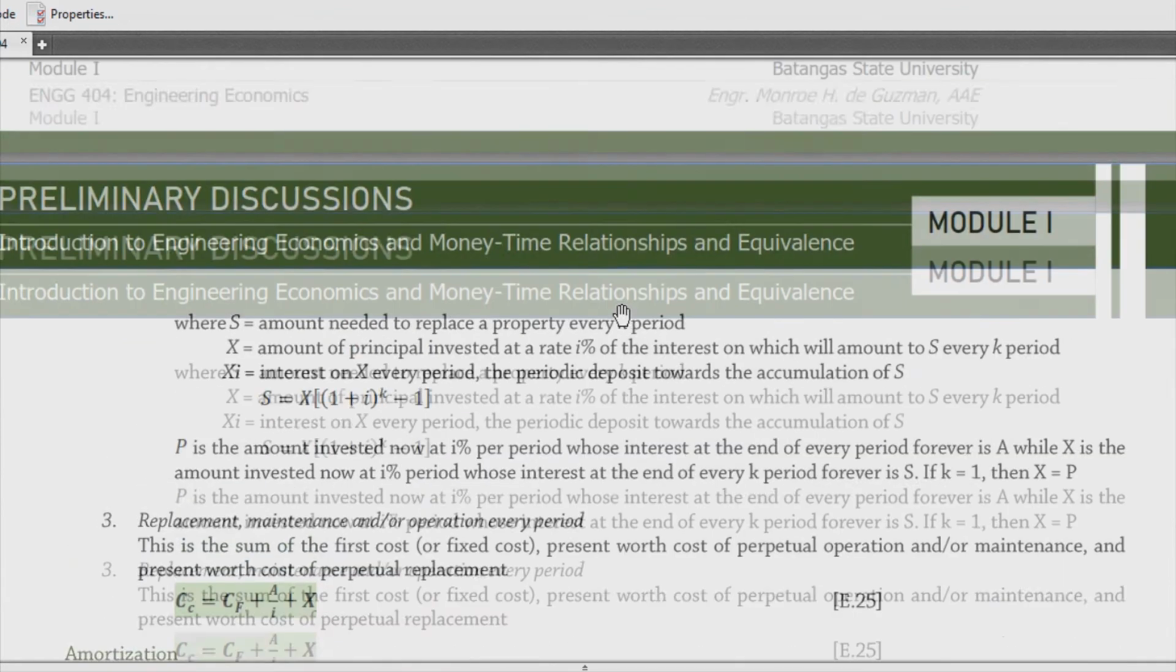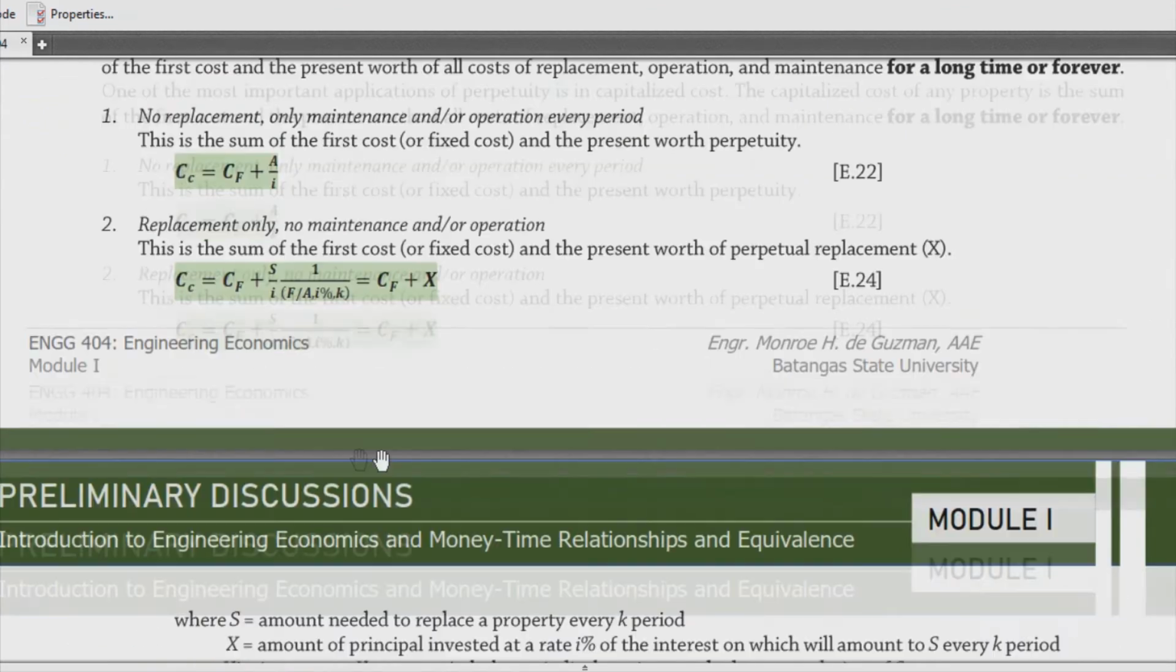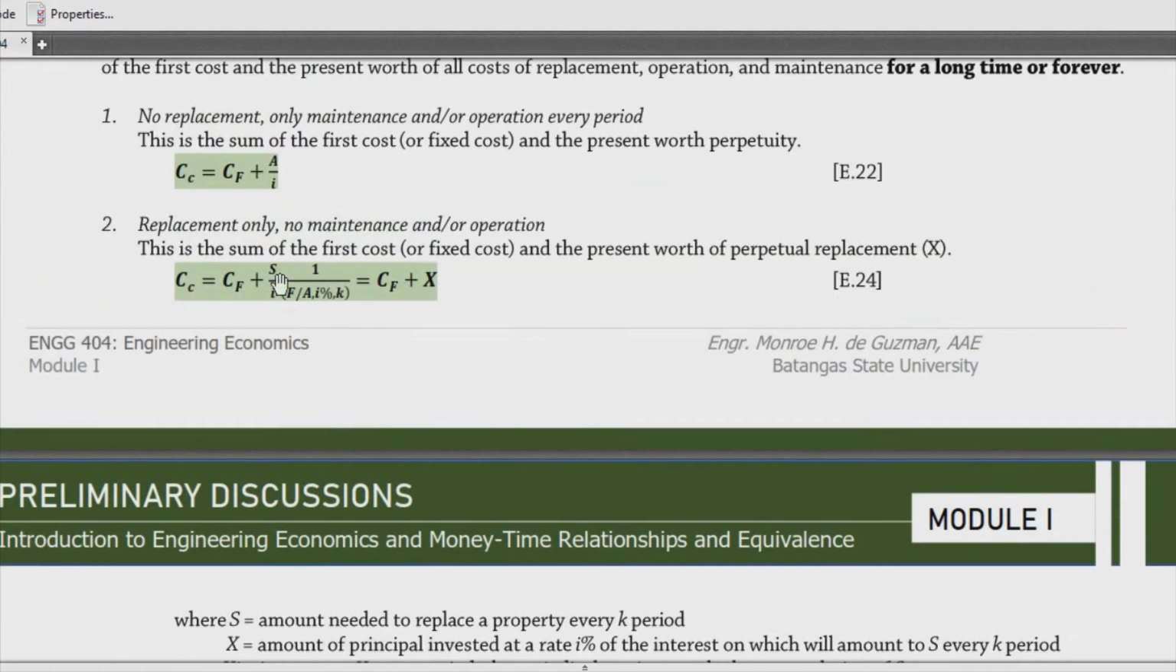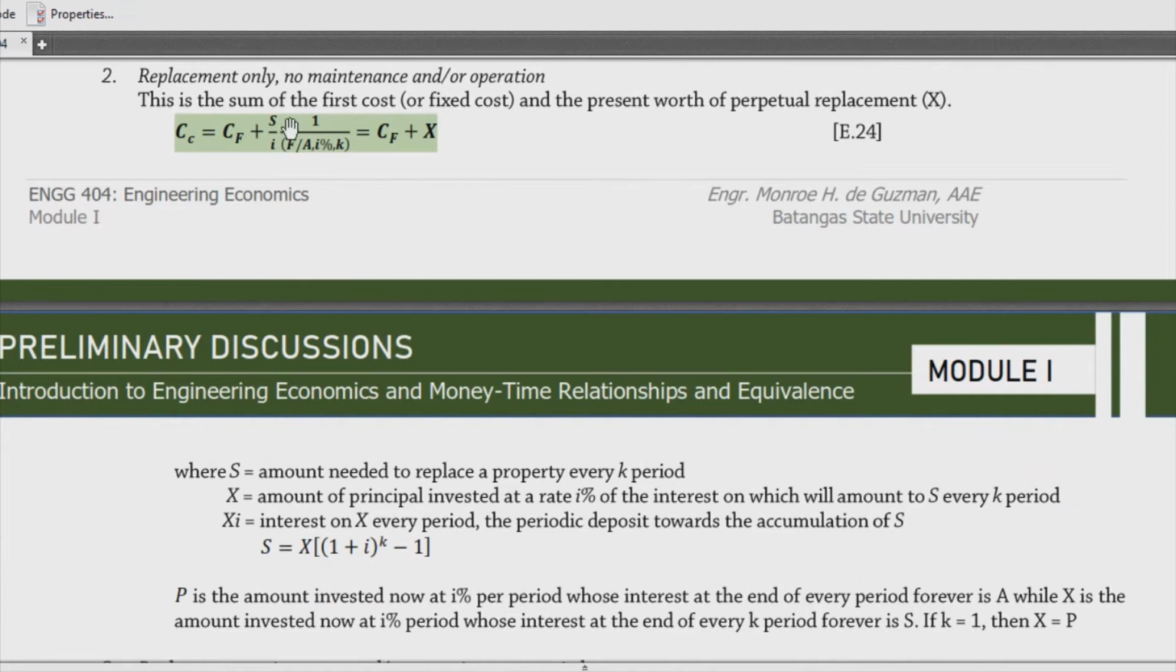Now, ito yung description ng bawat letters dito na mas detailed. Yung S natin is amount needed to replace the property every K period. So, in short, ito yung cost niya, no? And then yung X is, this is the amount with corresponding sinking fund factor na nakikita nyo dito, no? And now x sub I or xi is the interest on x every period, the periodic deposit towards the accumulation of S. So in short, this is the formula of finding your X based on the value of your S.